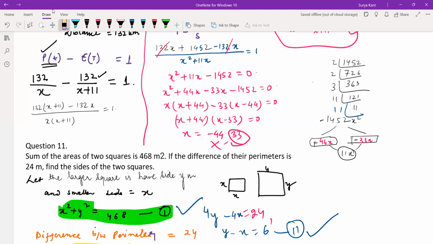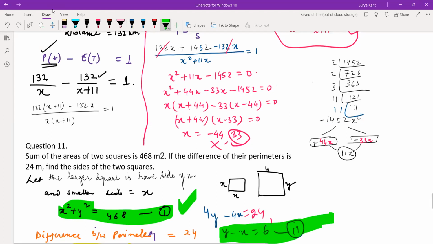Okay, then all of you solve. So from here you can get y is equal to 6 plus x. That you can put in equation number 1, you'll get the answer for x and y. That's all.